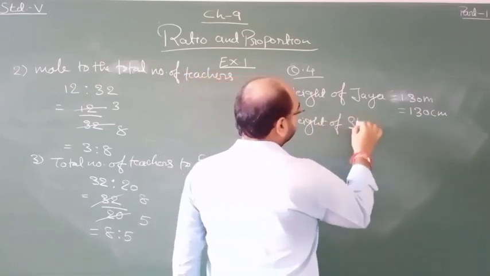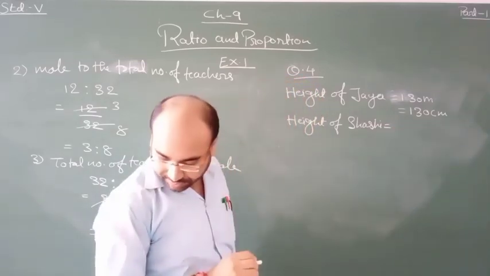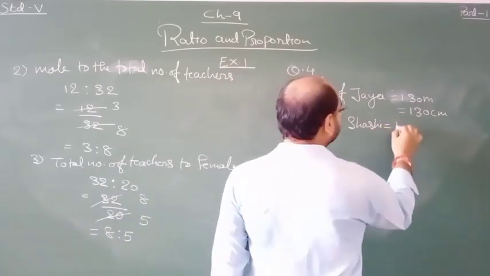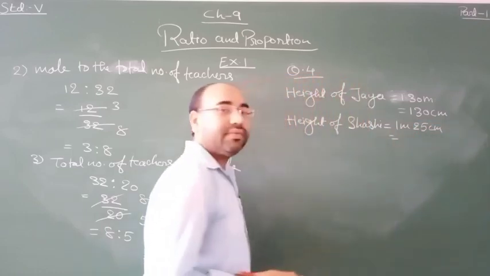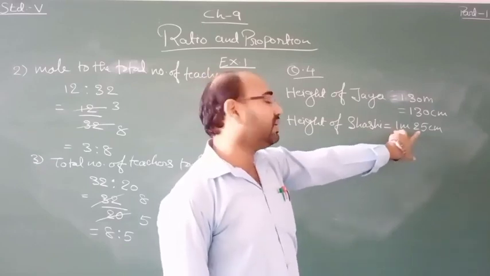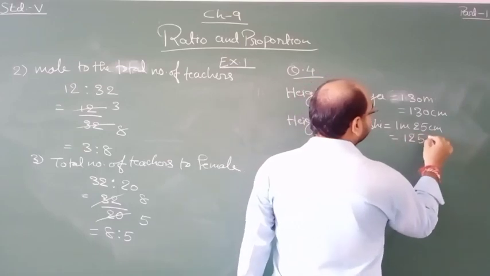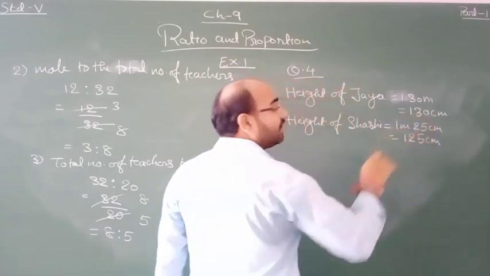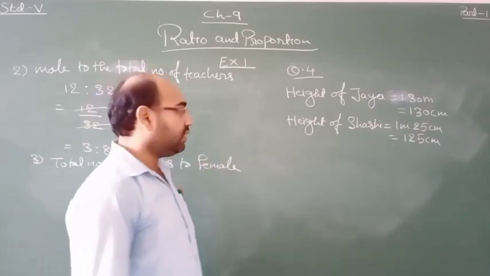Same way the height of Shashi is being given. Height of Shashi is 1 meter and 25 centimeter. So again we convert them into centimeter. 1 meter is equal to 100 and 100 plus 25 will be 125 centimeter. अब देखो दोनों हो गए, both of them are in now centimeter. So we have to find the ratio of their height.